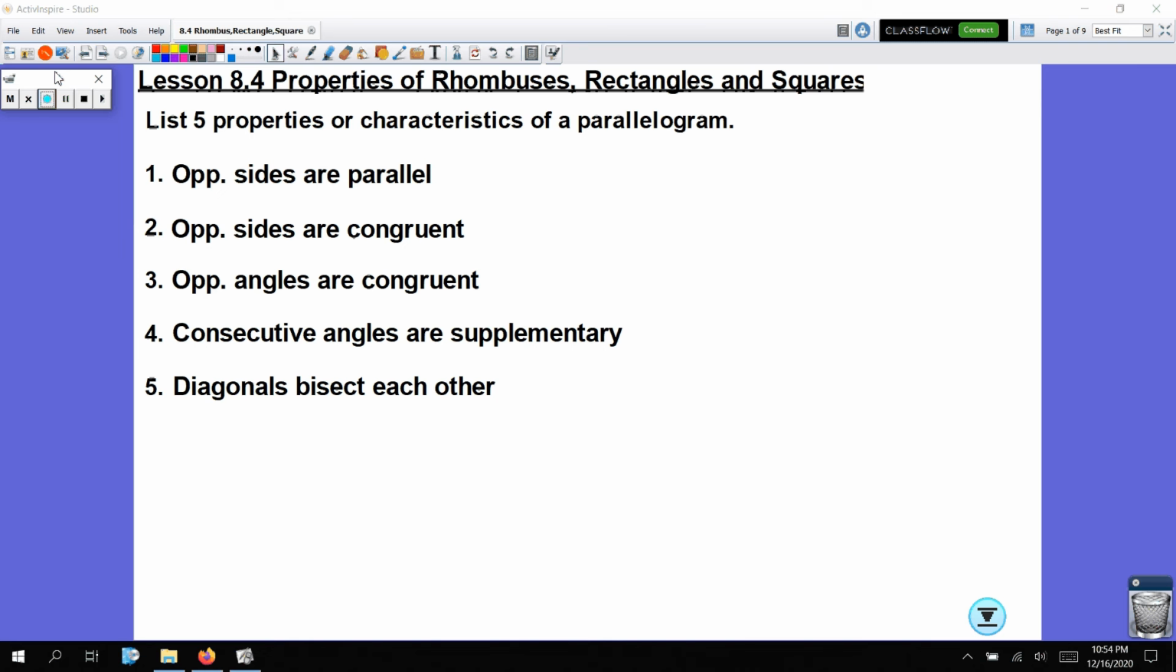I mean, maybe it's rhombi, but we're just going to go with rhombuses because it just feels right. All right, so make sure you copy this down. List the 5 properties or characteristics of a parallelogram. 1, opposite sides are parallel. 2, opposite sides are congruent. 3, opposite angles are congruent. 4, consecutive angles are supplementary. And 5, diagonals bisect each other. Okay, make sure you have all of that copied down.